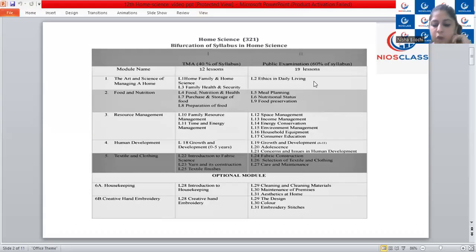Along with this, there is one optional module. In this optional module, you have this option: either you can take chapters from housekeeping or you can go with creative hand embroidery. From this optional module, you will get an option in the exam as well. Whichever optional module you have taken, you'll be answering those questions. I hope you all understood what bifurcation means. Let's move ahead and see what is on the next slide.